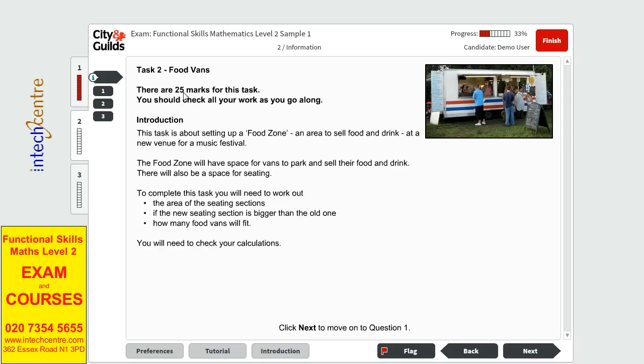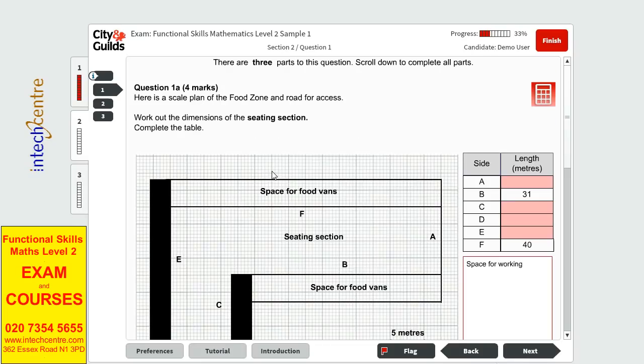And again, they're telling us there's 25 marks for this task. You should check all your work as you go along. We already know that. This task is about setting up a food zone. So this is the scenario, an area to sell food and drink at a new venue for a music festival. The food zone will have space for vans to park and sell their food and drinks. There will also be a space for sitting. To complete this task, you need to work out the area of the sitting section. If the new sitting section is bigger than the old one, how many food vans will fit in it? And we have to check our calculations.